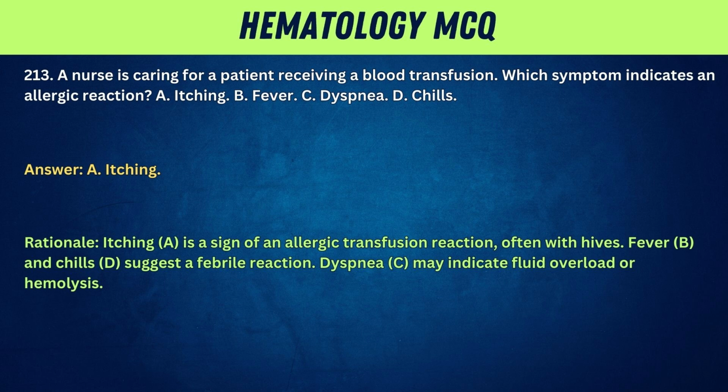213. A nurse is caring for a patient receiving a blood transfusion. Which symptom indicates an allergic reaction? A. Itching. B. Fever. C. Dyspnea. D. Chills.